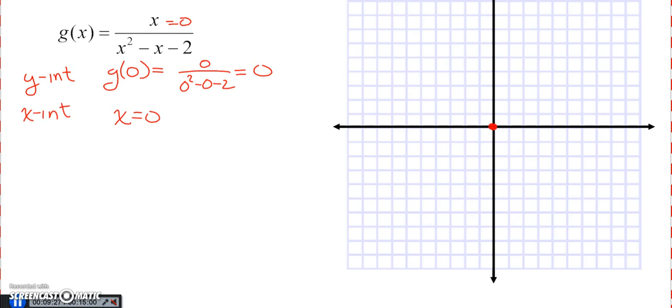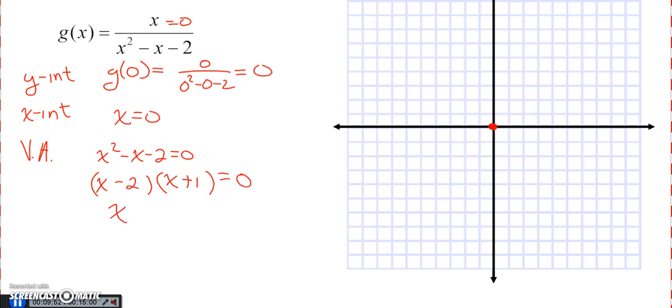Let's keep it going. Let's try to find our vertical asymptotes. To do this, we look at the denominator. I set x squared minus x minus 2 equal to 0. And here, I hope you're seeing a trinomial. We're going to factor that. X minus 2 and x plus 1. So because that's factored, I know my zeros are x equals 2 and x equals negative 1. That tells me I have two vertical asymptotes.